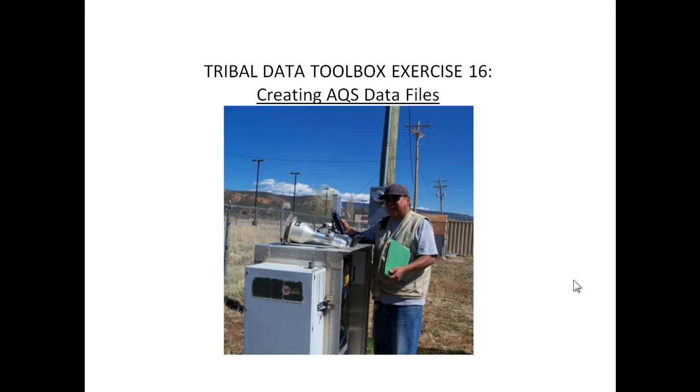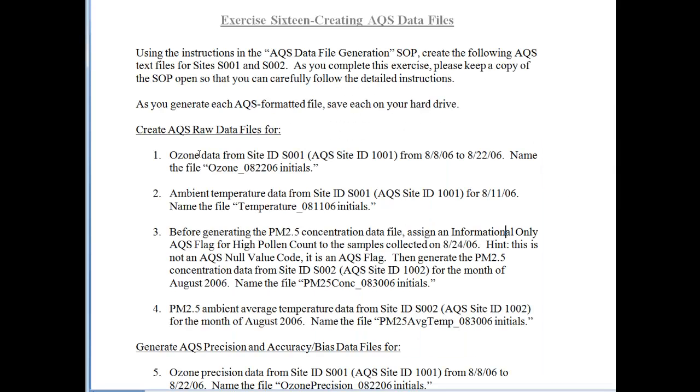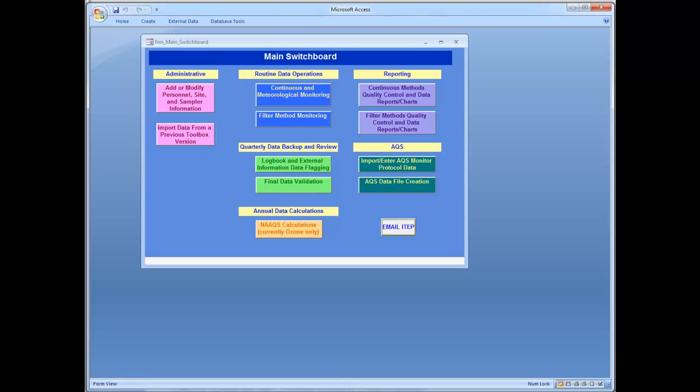And Delbert has used the toolbox for years to generate AQS-ready files and is an inspiration to all of us for his hard work. So the exercise says that we are basically going to go in and create these files ready to upload into AQS, and it gives specific instructions for the date. The first one is for Site 1 from 8/8 through 8/22/2006, and then we're going to name it a particular name, which is always a good idea in terms of data management. So we're going to go into the toolbox.